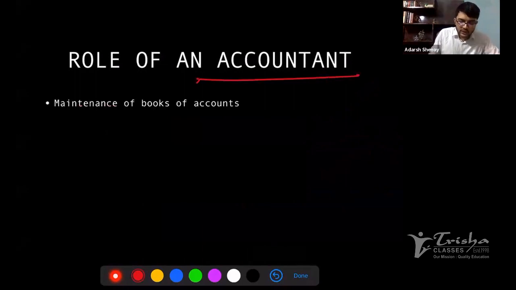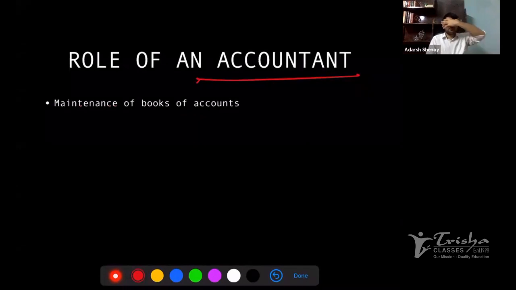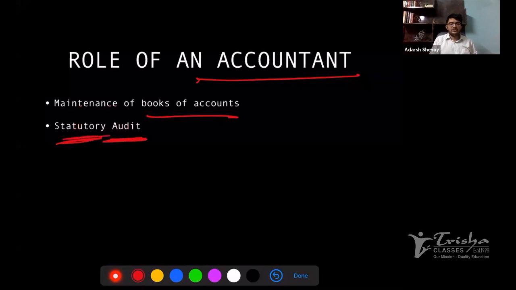Role of an accountant. Now quickly I'll discuss. You can write these points down. Maintenance of books of accounts. So basically, accounting records may be maintained by the chartered accountants, the accountants in general. Statutory audit. I told you statutory audit means as per law, as per some act. So as per Companies Act, you have to conduct statutory audit. That is known as statutory audits, compulsory audits also you can say, compulsory as per a law.